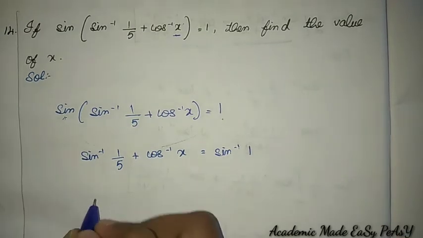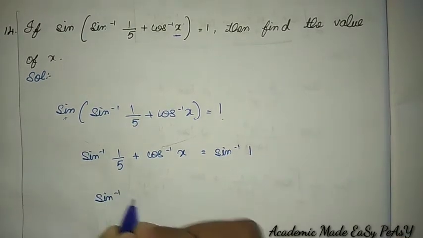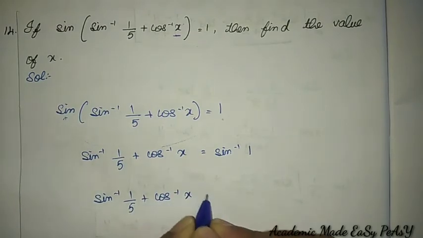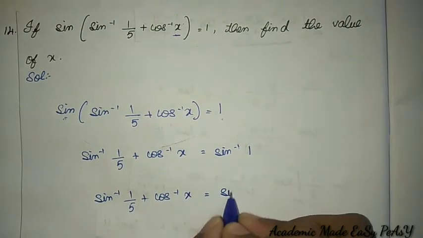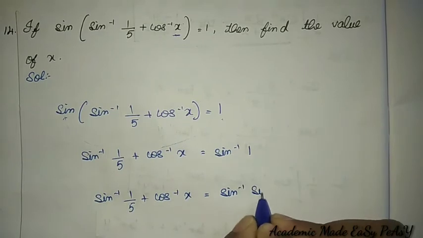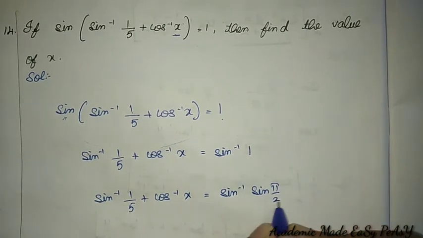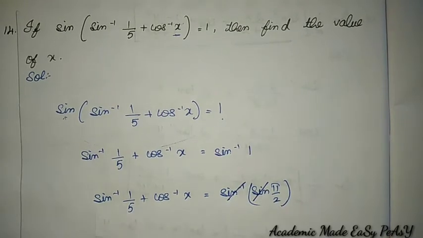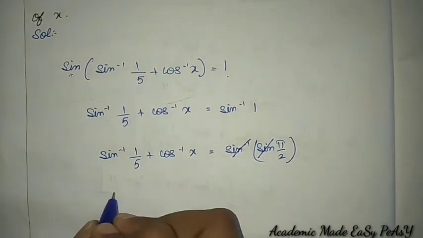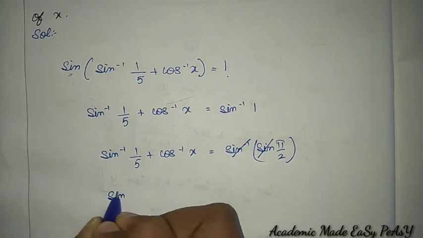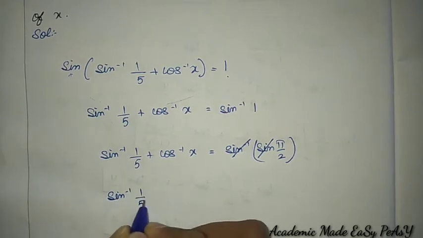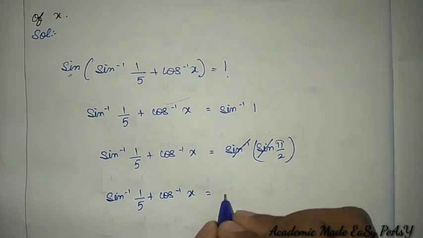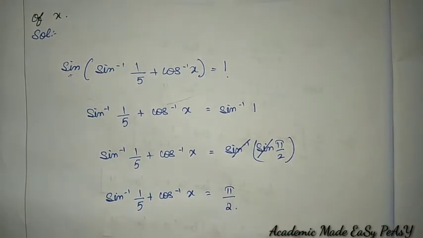So I will have sine inverse 1 by 5 plus cos inverse x is equal to sine inverse sine pi by 2. So sine inverse and sine will get cancelled. Therefore I will have sine inverse 1 by 5 plus cos inverse x is equal to pi by 2.